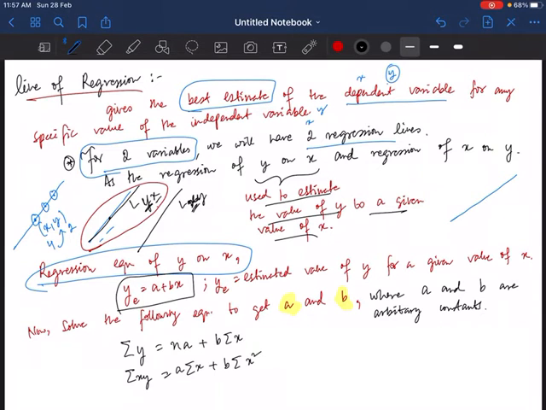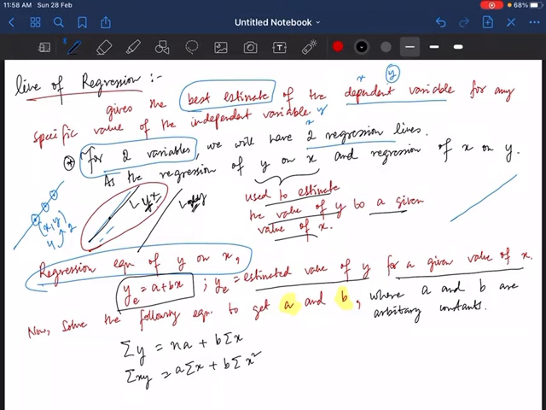Equation of the regression line, that is Ye = a + bx. Why have we written Ye? Because we have to estimate the value of y for a given value of x. So that's why Ye = a + bx, where a and b are constants. You see here Ye is known as the dependent variable because it depends on the value of x.